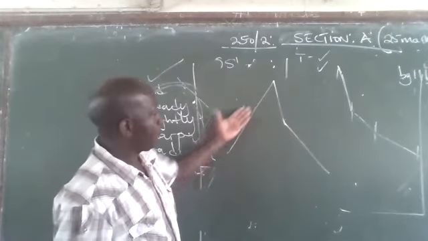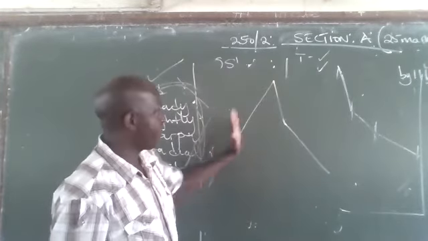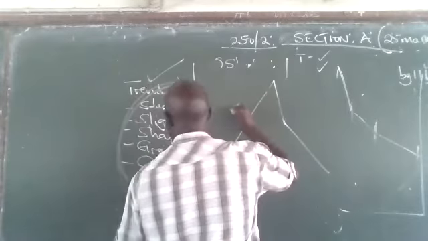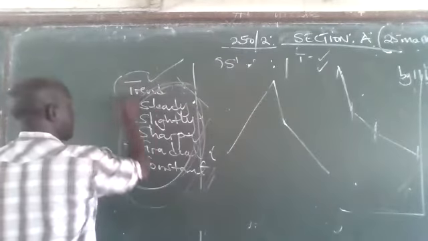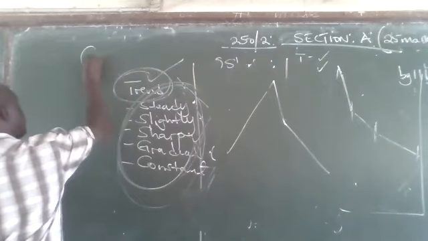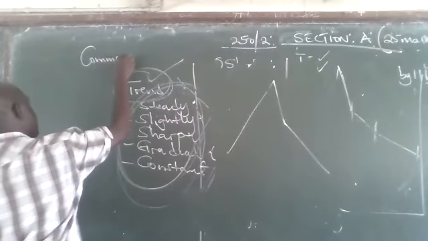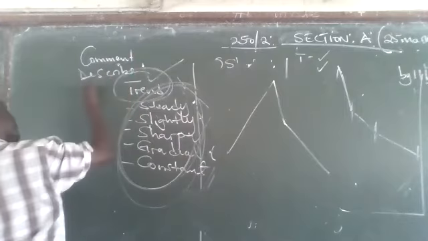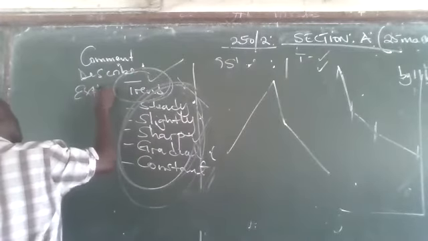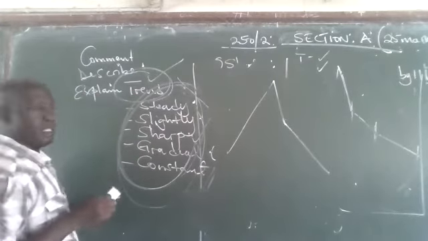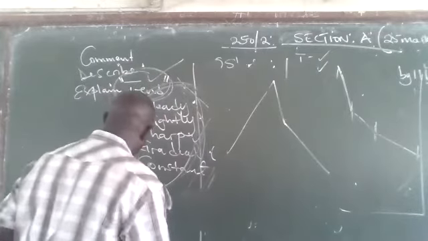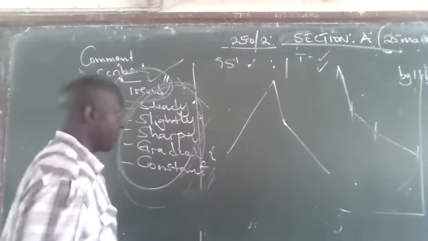For example, if it is of the increase, therefore start with the increase. Point and talk. So we are commenting on the trend, members. We are commenting, and to comment, therefore, means describe. If they don't use the word describe, they can say explain the trend.